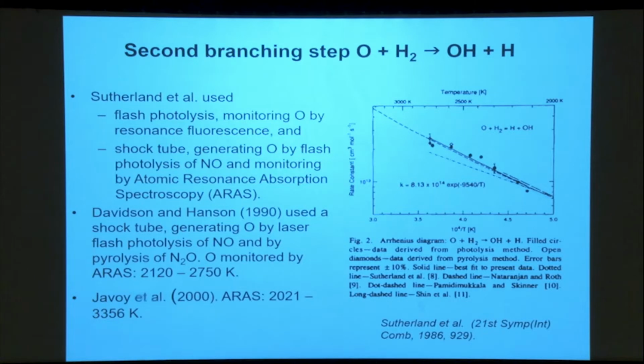Okay, the second branching step, O plus H2. So again, this is branching because we've got one radical on the left forming two radicals on the right. We've got a range of data here: flash photolysis measurements, shock tube measurements that are slightly older, and then more recent shock tube measurements from Davidson and Hansen. I'm not sure if I've put the suggested uncertainty on the slide, but basically there's not too much uncertainty and not too much scatter around the suggested Arrhenius expression for this reaction, so it's fairly well known.